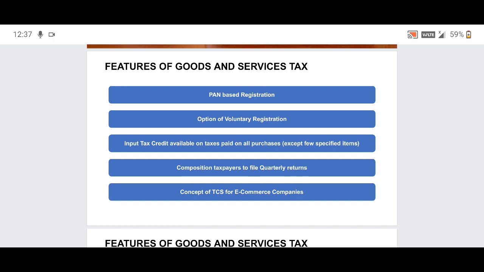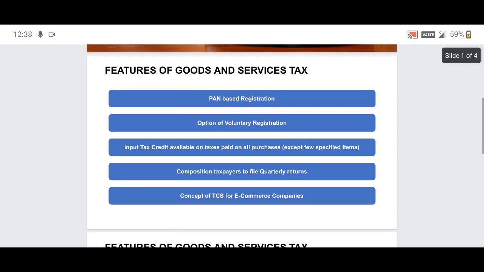Now moving forward to the next feature of GST, the concept of TCS for e-commerce companies. Yes friends, there is a concept of TCS, that is tax collected at source, for e-commerce companies under GST. So guys, any person who is falling under the definition of e-commerce operator needs to discharge 1% of TCS on the supplies made by the supplier through its platform.